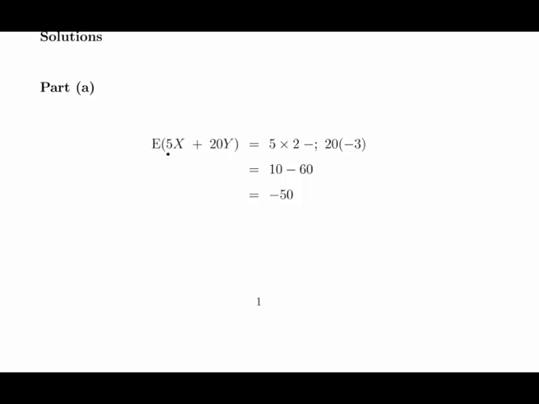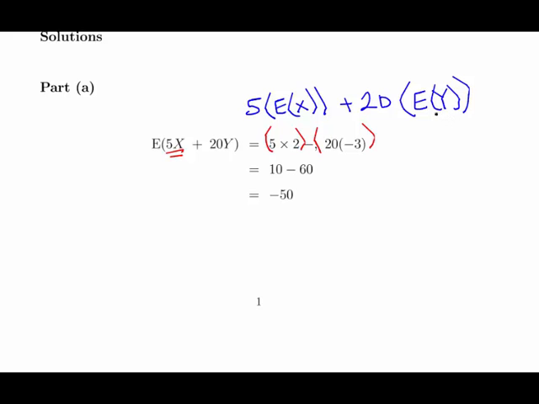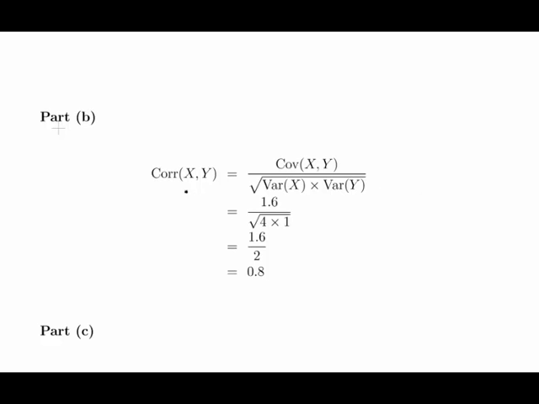Essentially, the expected value of 5x plus 20y is equal to 5 times the expected value of x plus 20 times the expected value of y. You just expand it out like that, almost like factorizing it. So 5 times 2 gives us 10, and 20 times minus 3 gives us minus 60, and then we end up with minus 50 there. That's straightforward enough, really.